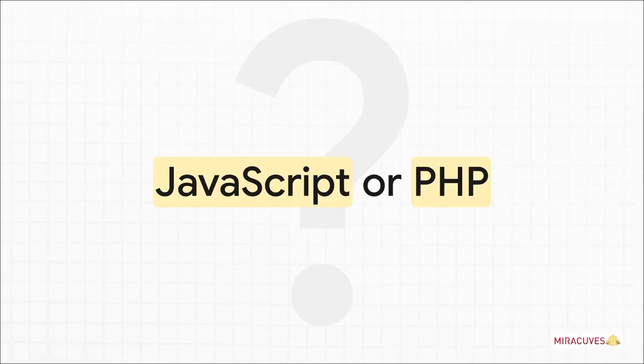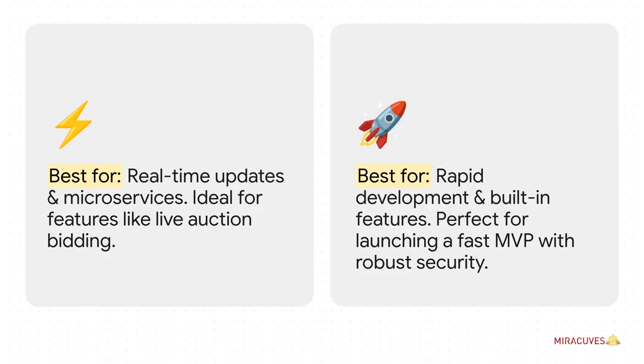And for a project like this, the choice usually comes down to two heavyweights, JavaScript or PHP. Now, both are super powerful, for sure. But they kind of represent different ways of thinking, different philosophies, and they're better at different things. Yeah, it really is all about trade-offs. So the JavaScript stack, think Node.js and React, is absolutely fantastic for real-time features, like a live auction where you see the bids pop up instantly for everyone.